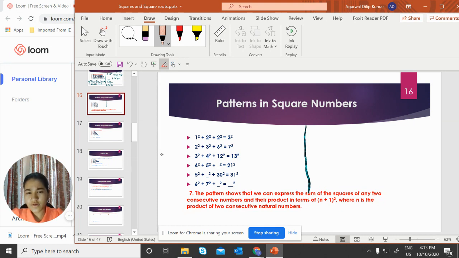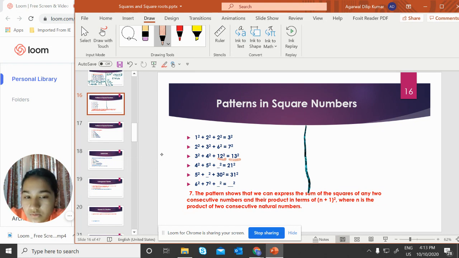1 square plus 2 square plus 2 square is equal to 3 square. 2 square plus 3 square plus 6 square is equal to 7 square. 3 square plus 4 square plus 12 square is equal to 13 square. In this, you might be thinking that 12 is the next square. But it shows that we can express the sum of the squares of any two consecutive numbers and their product in terms of n, where n is the product of two consecutive numbers.